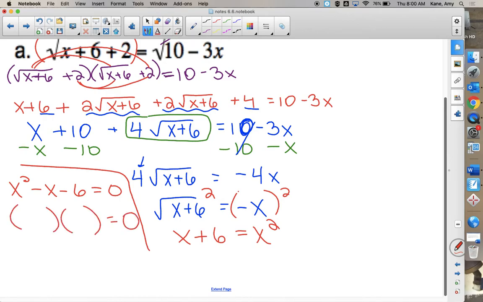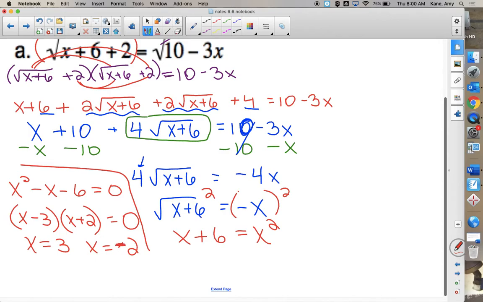So it's a really long problem. It's not just a one step where you're squaring both sides. There's 2 radicals, so you have to do it twice. JT, what 2 numbers multiply to be negative 6 but combine to be negative 1? 2 and 3, so a negative 3 and a positive 2. So 2 answers, a positive 3 and a negative 2.